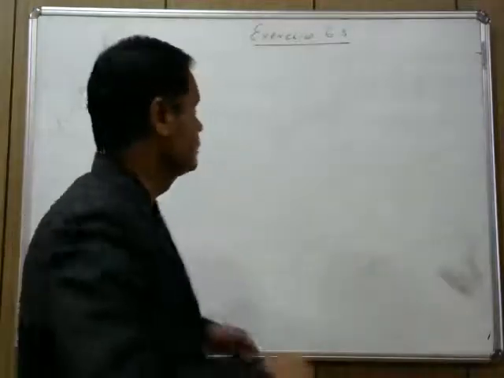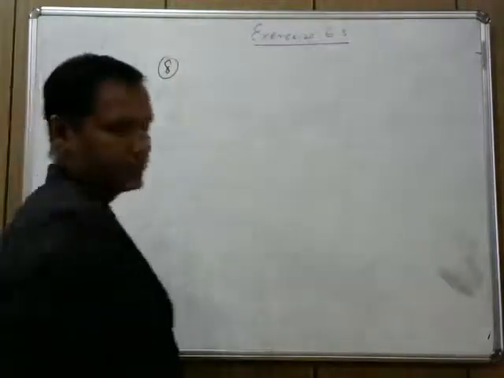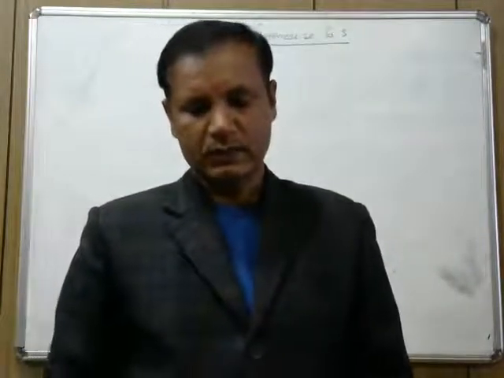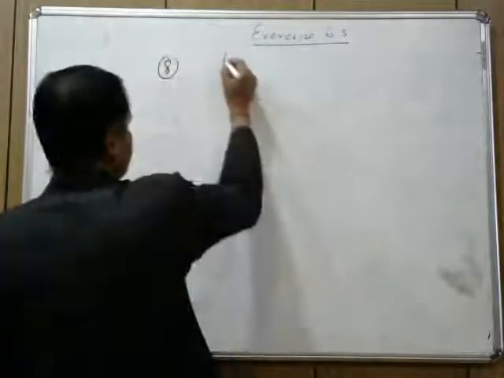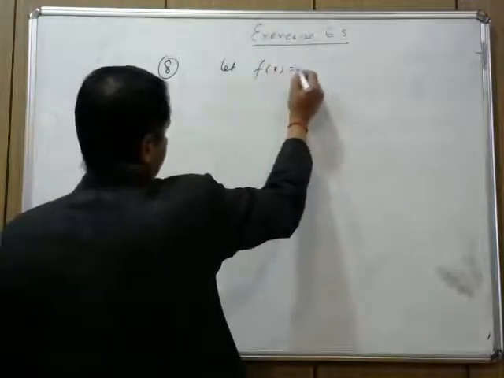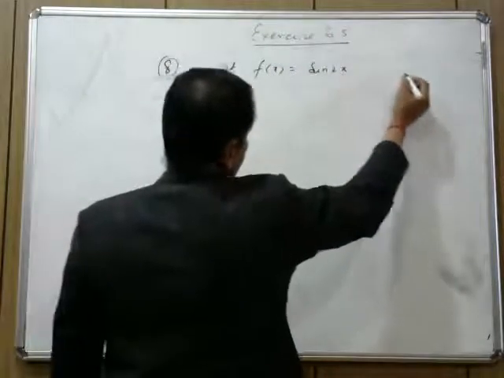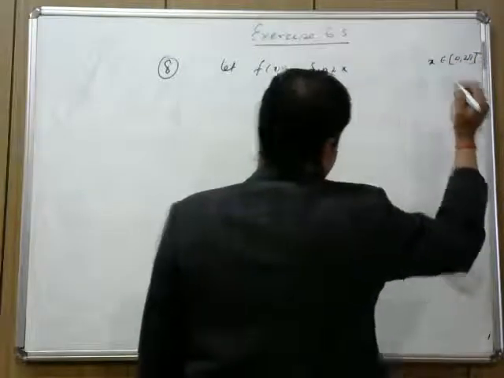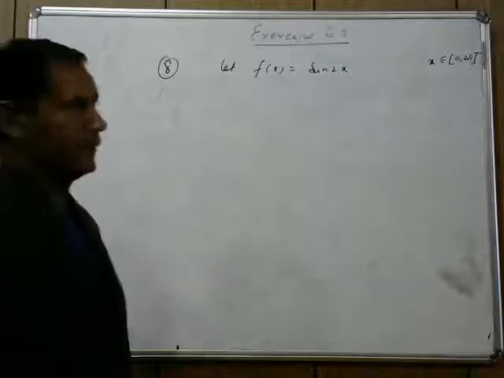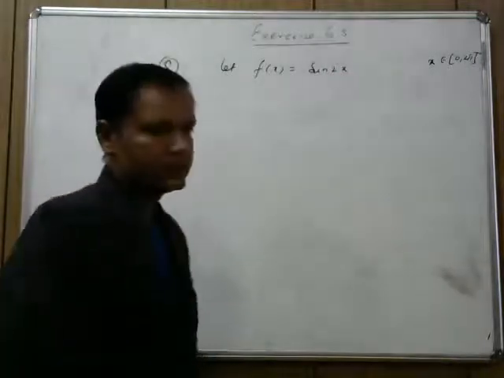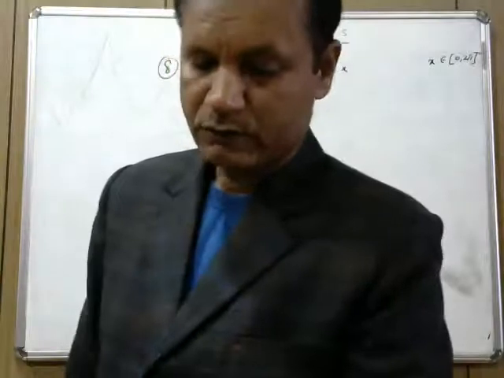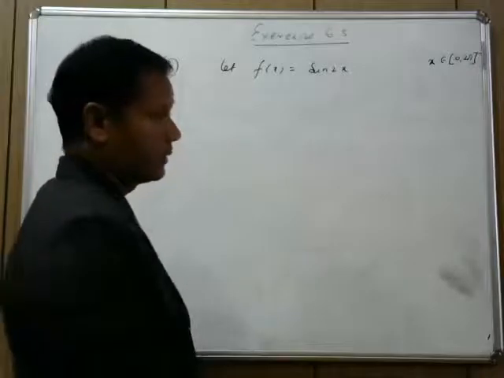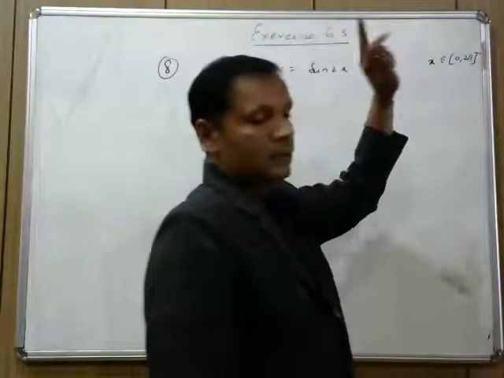At what point in the interval 0 to 2 pi does the function sine 2x attain its maximum value? That means let f of x is equal to sine 2x, where x belongs to 0 to 2 pi. This interval is given. And when we have to find the maximum value, of course we will find the maxima and minima, and that is also absolute because here the interval is given.